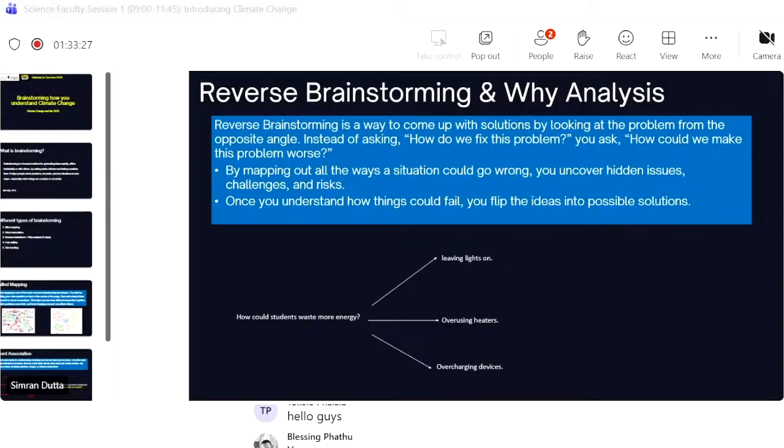So if I ask, why do the students leave the lights on even after they have left the room? One answer could be that they forget to turn it off. So why do they forget? Because there's no reminder. There's no one to remind them. There are no automatic sensors. Why? Because the system doesn't track usage efficiently. Again, I can ask why.